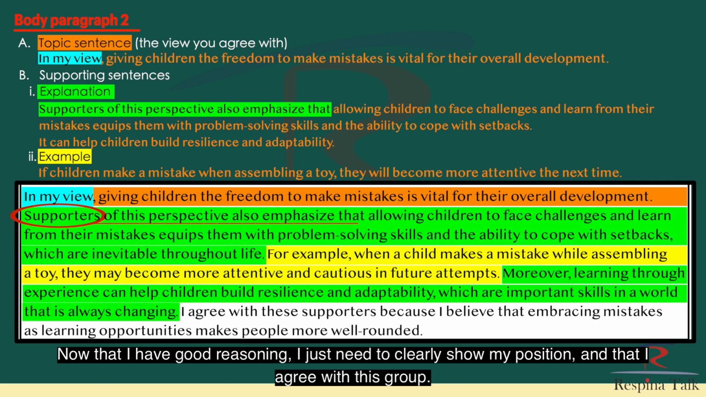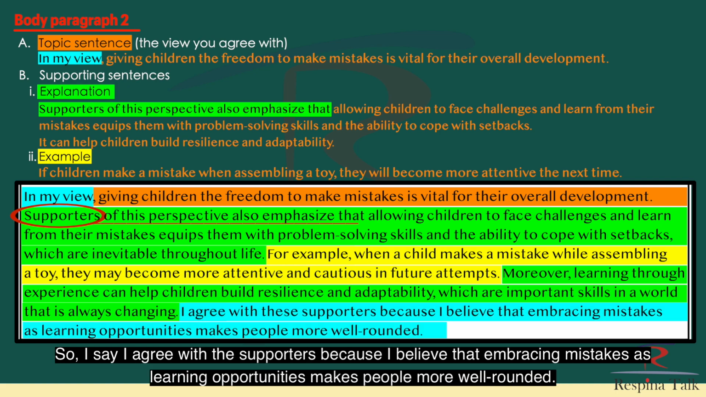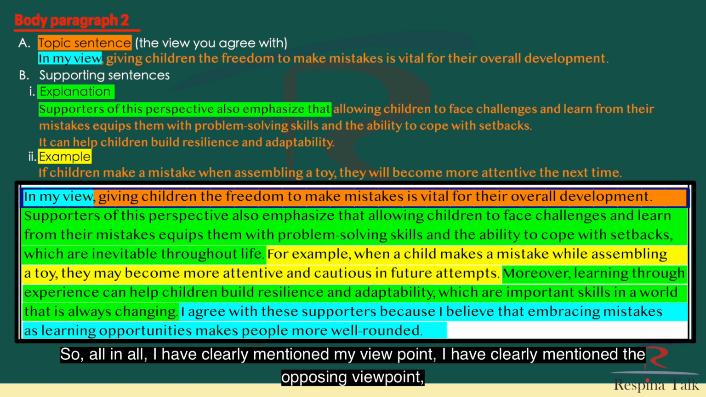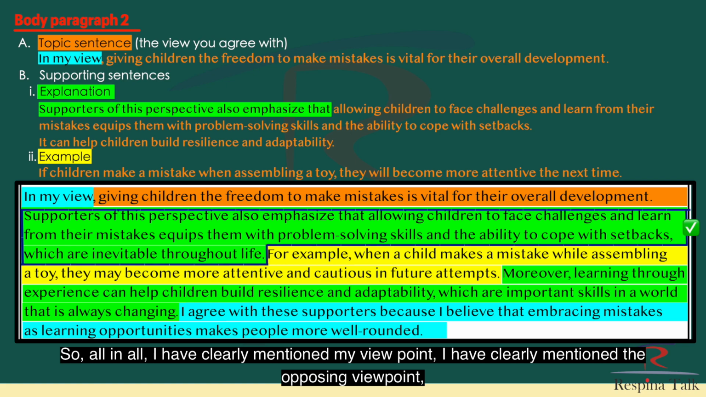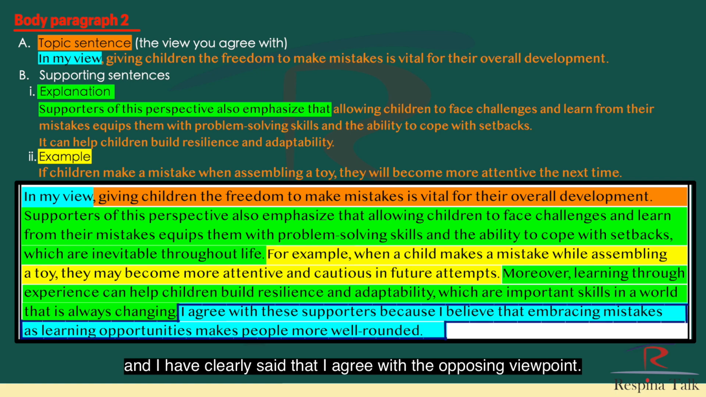Now that I have good reasoning, I just need to clearly show my position and that I agree with this group. So I say, I agree with these supporters because I believe that embracing mistakes as learning opportunities makes people more well-rounded. So all in all, I have clearly mentioned my viewpoint, I have clearly mentioned the opposing viewpoint, and I have clearly said that I agree with the opposing viewpoint.